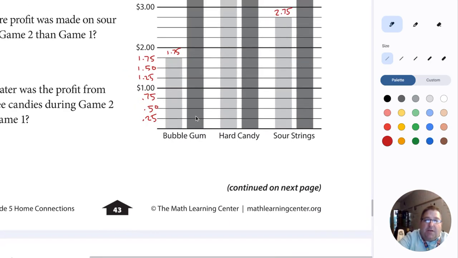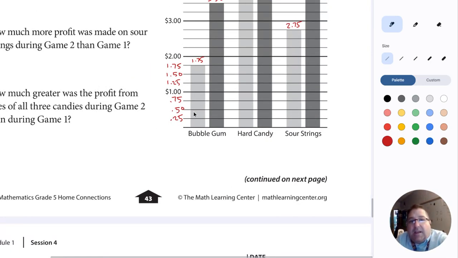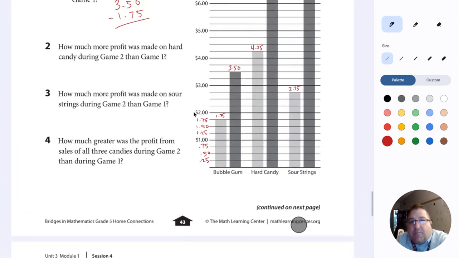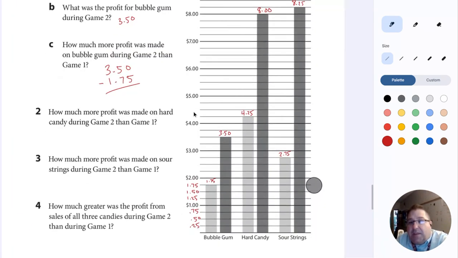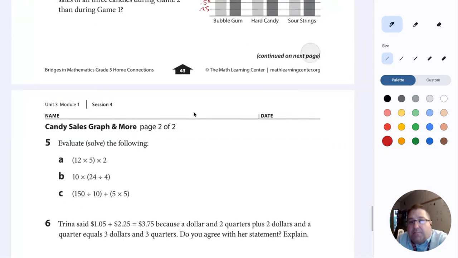Okay, so then we need to look at all 3 of those candies and how you did during game 2 versus game 1. A couple ways you can handle that. I'll let you take it from there. If you have questions, let me know.